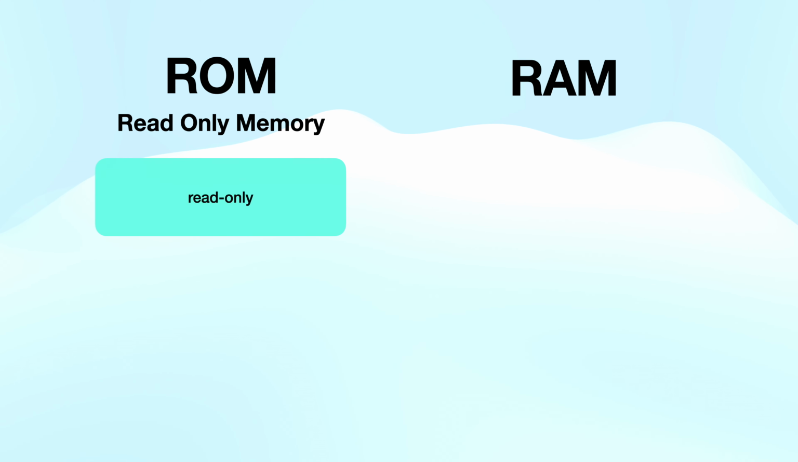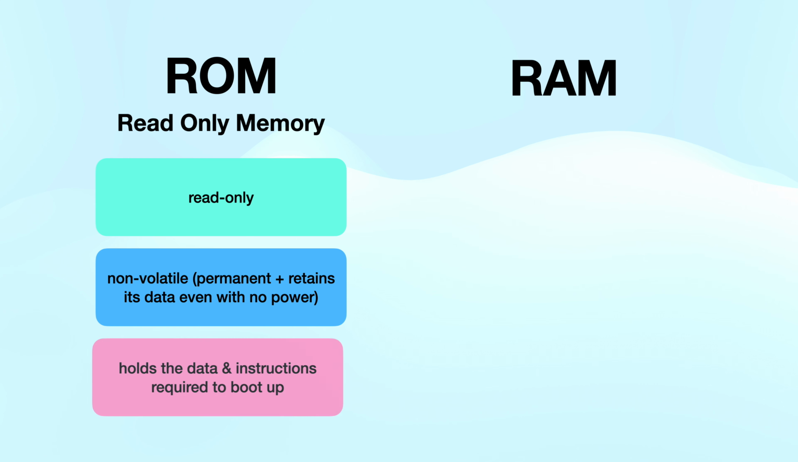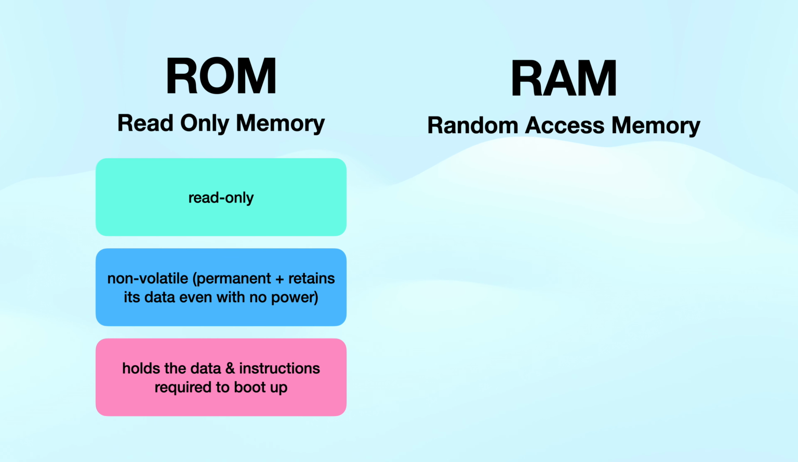ROM, an acronym of read-only memory, shockingly enough can only be read from, not written to. It's also non-volatile, which means its data doesn't disappear when the power is turned off. This is useful because it stores something called the BIOS, which are instructions for a computer to boot up and load the operating system.